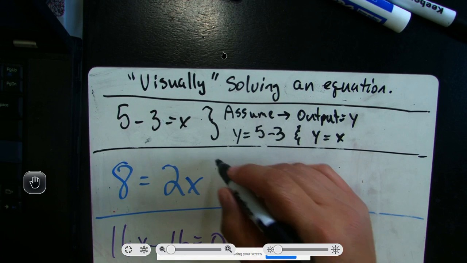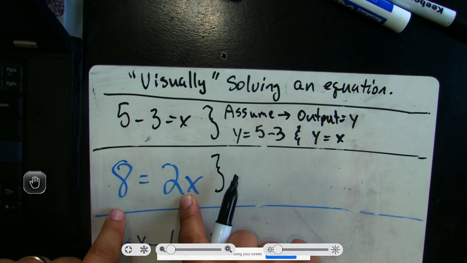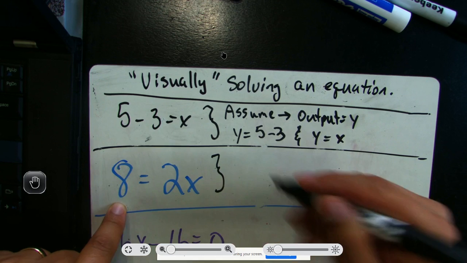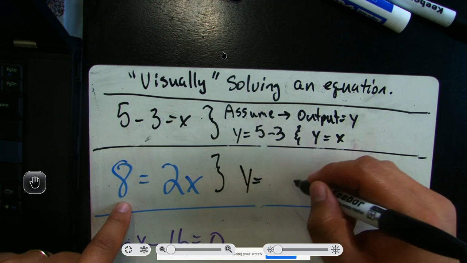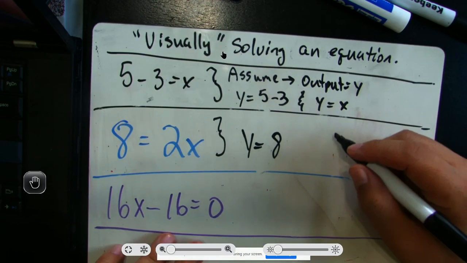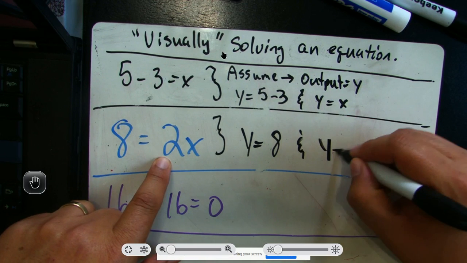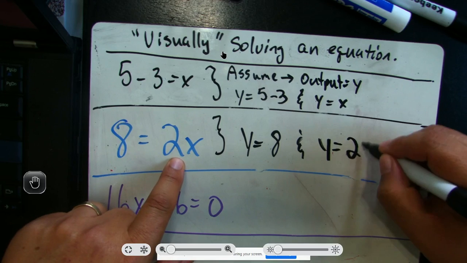So let's do the next one before we go into Desmos. Again, two expressions, when are they equal? I'm going to graph it. I'll start with y equals the first expression, 8. And the next equation, y equals 2x, or 2 times x.